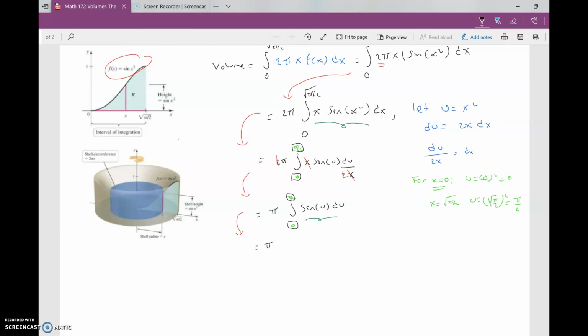So we're looking at pi integral from 0 to pi over 2 of sine of u du, which is just going to be pi times, in this case, negative cosine of u evaluated from 0 to pi over 2, which is going to give us pi times negative cosine of pi over 2, and then technically minus negative cosine of 0. So we end up with pi times 0 plus 1. So in this case, pi.